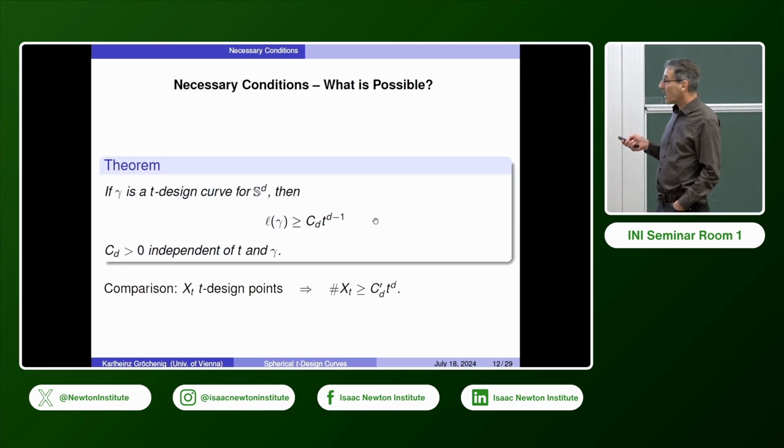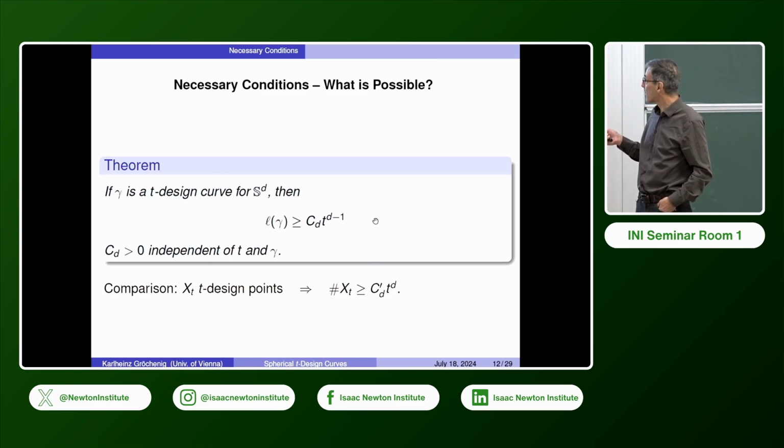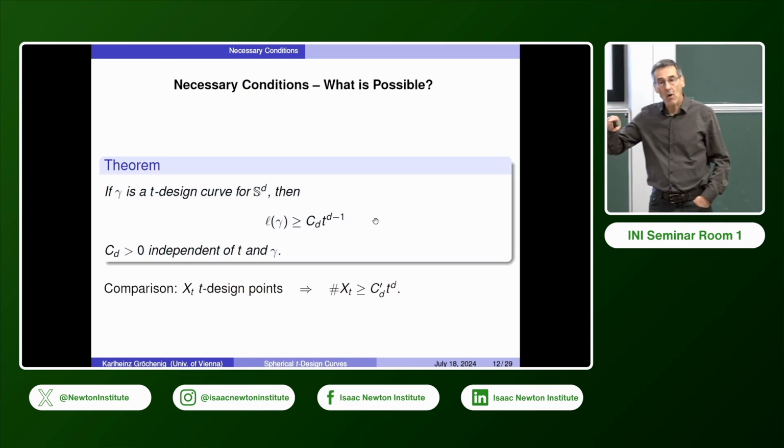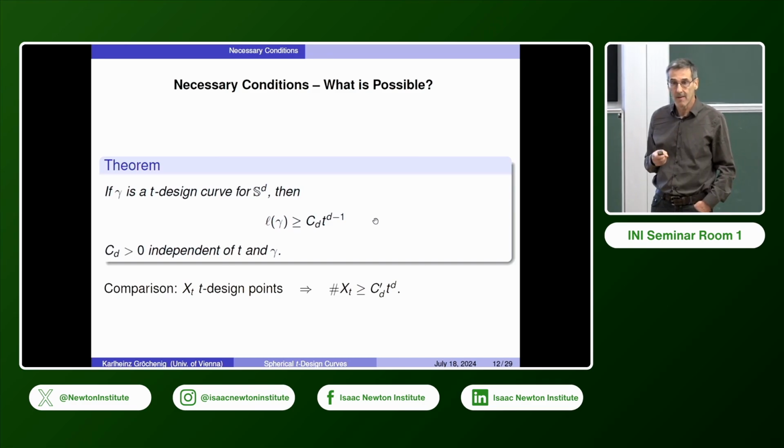If you have a T-design curve, in other words, a quadrature rule for a line integral for polynomials of degree t, then you have a lower bound for the length. And that lower bound is of order t to the d minus 1.